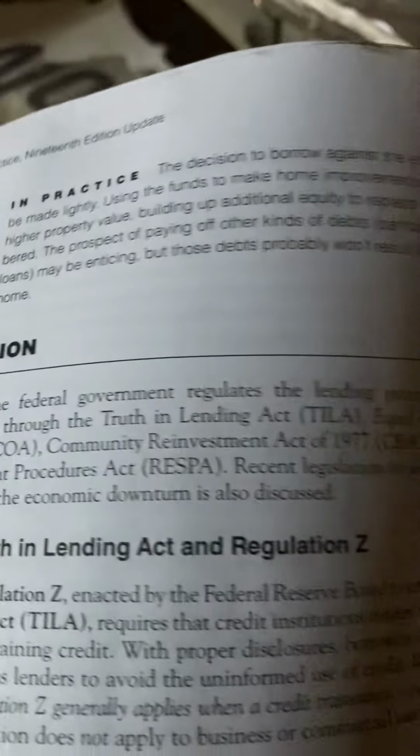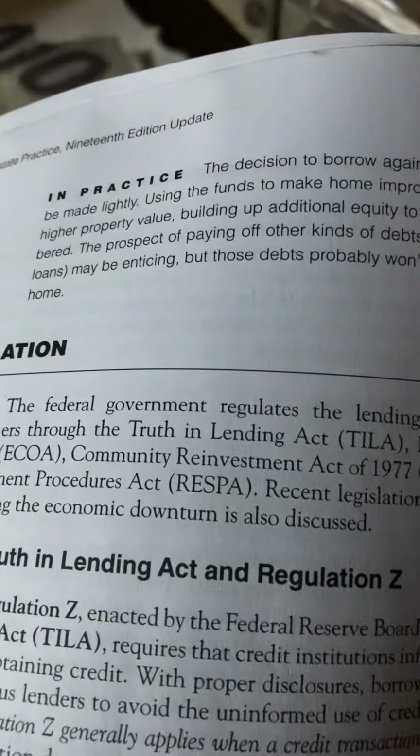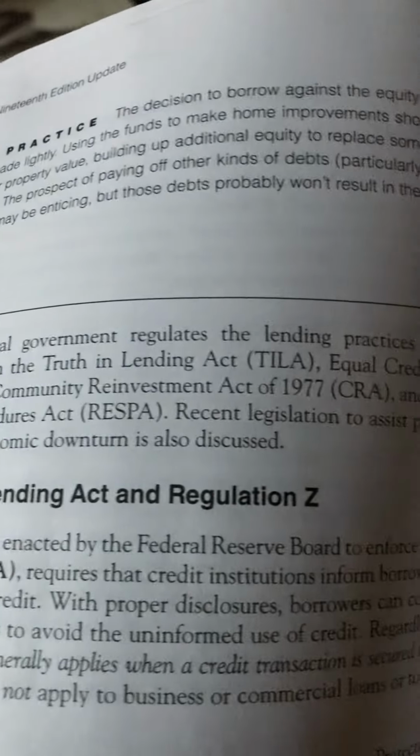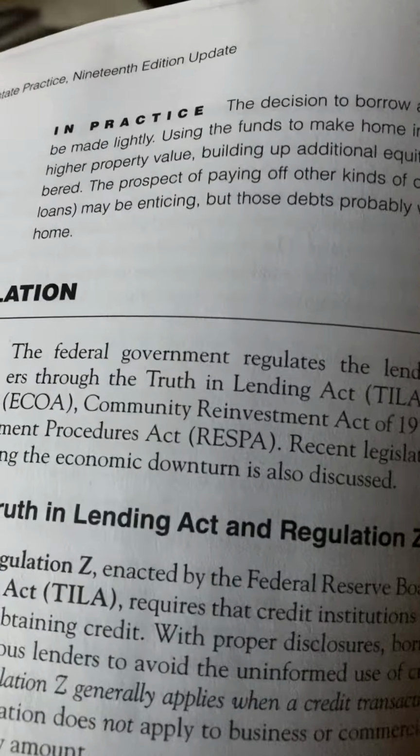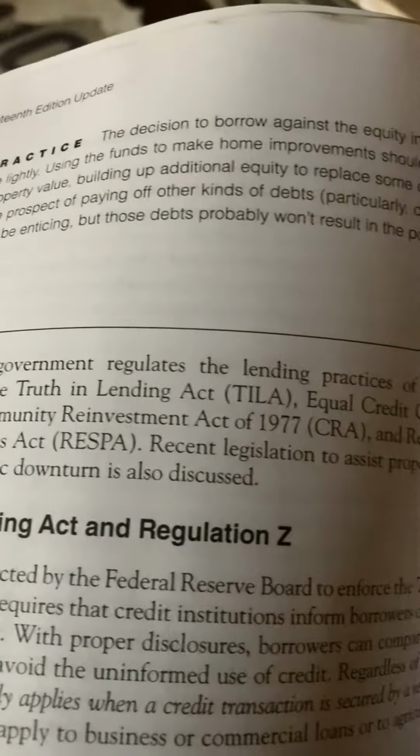Modern Real Estate Practice, page 280. In practice, the decision to borrow against the equity in a home should not be made lightly. Using the funds to make home improvements should at least result in a higher property value, building up additional equity to replace some or all of that encumbered. The prospect of paying off other kinds of debts, particularly credit card and auto loans, may be enticing, but those debts probably won't result in the possible loss of one's home.